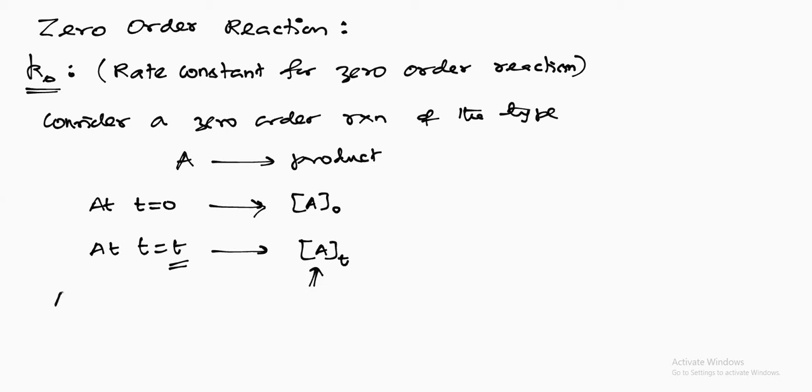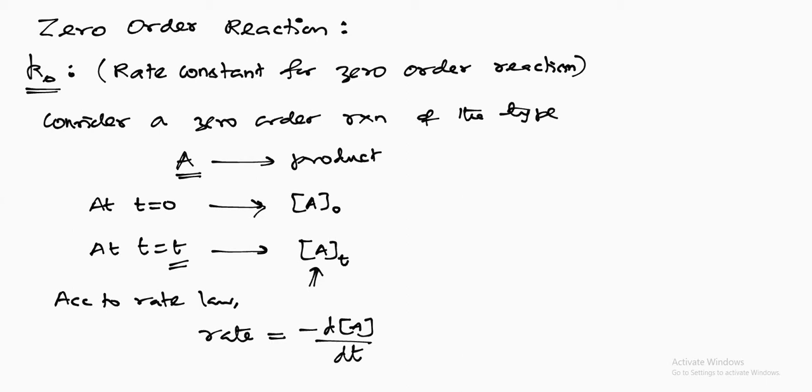Listen, according to rate law, you know very well, rate of this reaction, how will you write rate? With respect to reactant, we can write rate as minus dA by dt. Okay, minus dA by dt, right? What is meant by that? It is nothing but decrease in concentration of A with respect to time. Okay, that gives you the rate.